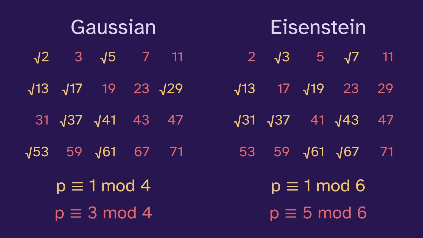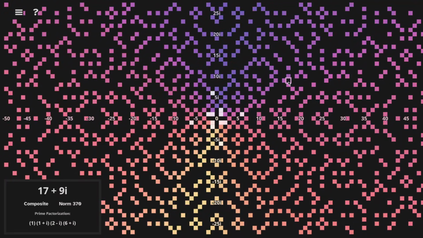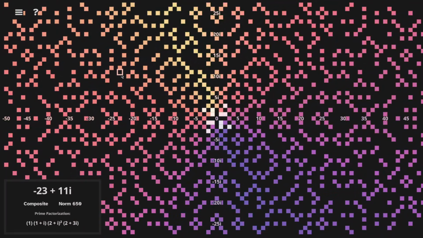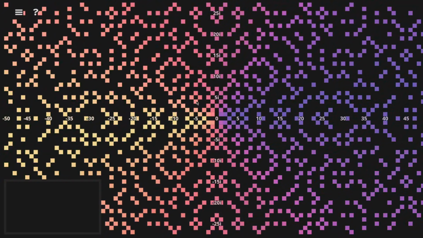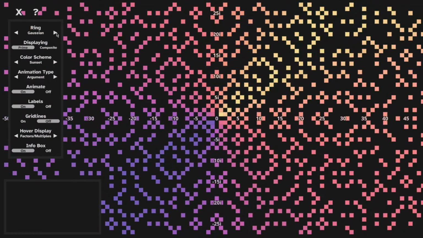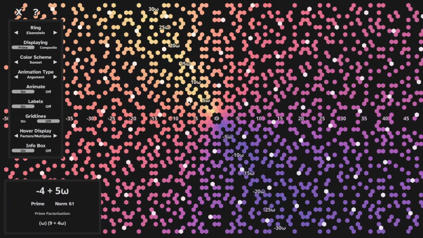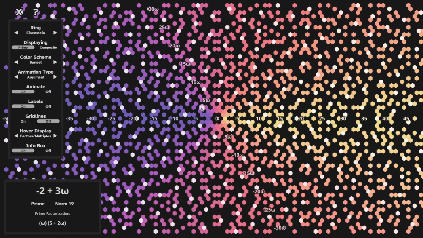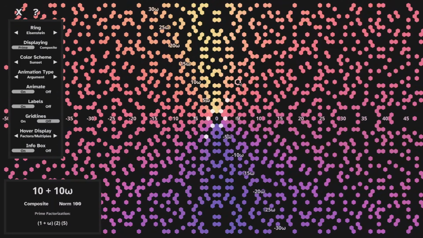So now we have a good understanding of the relationship between the natural primes and these complex primes. If you found this interesting, you can interact more with these primes at the link in the description with this web tool that I created. This works best with a computer rather than a phone. By default, it shows the Gaussian integers, but you can use the menu to switch to the Eisenstein primes. You can highlight an integer for more information in the bottom left. Highlighting a prime will show all of its multiples, while highlighting a composite will show all of its prime factors.